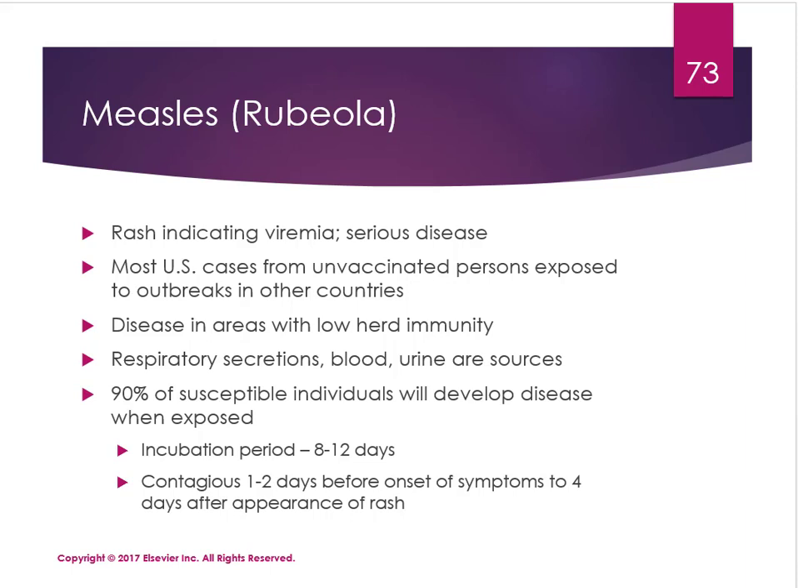And the disease is noted to have spread more within communities where there are larger numbers of unvaccinated or undervaccinated individuals, and where the herd immunity falls below what is needed. The source of infection is carried through respiratory secretions, blood, and urine of infected individuals. 90% of the suspected individuals will develop the disease when exposed. The incubation period is between 8 and 12 days, and you're contagious 1 to 2 days before the onset of symptoms, up to 4 days after the appearance of the rash.